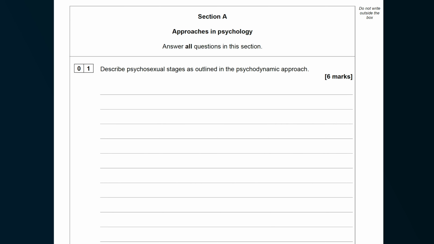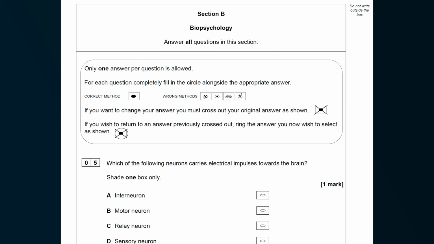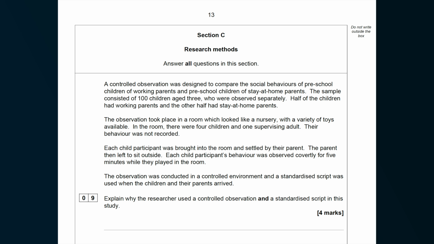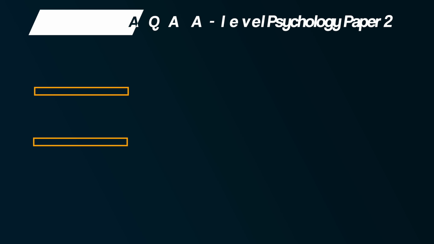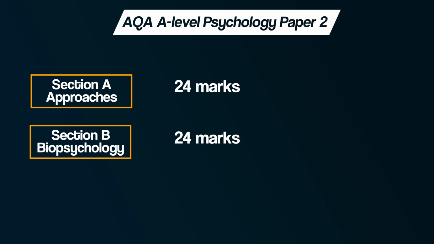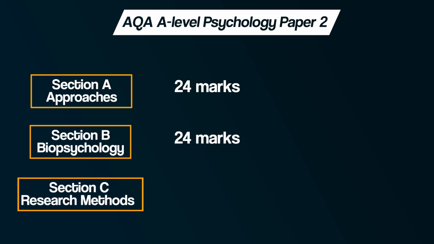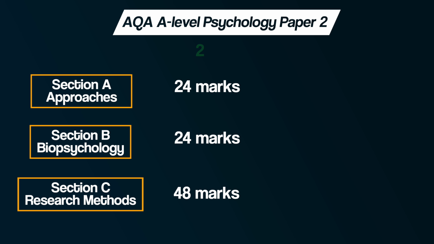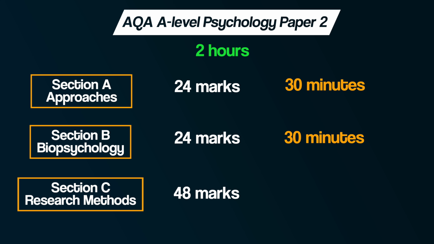Paper 2 contains 3 sections and they are always in the same order. Section A is approaches, Section B is biopsychology, and Section C is research methods. Section A and Section B are worth 24 marks, but research methods is worth double any other section with 48 marks. The exam is 2 hours long, so that means you're looking to spend 30 minutes on Section A, 30 minutes on Section B, and an hour on research methods.